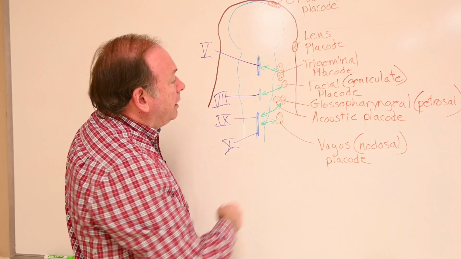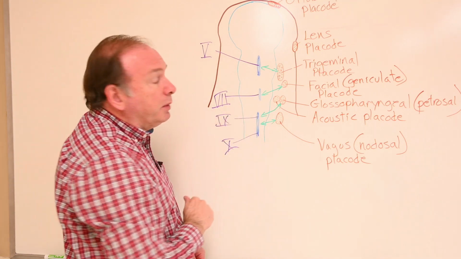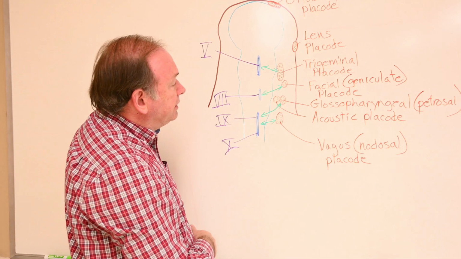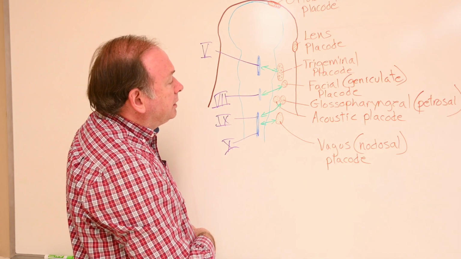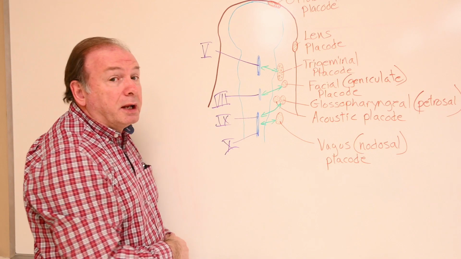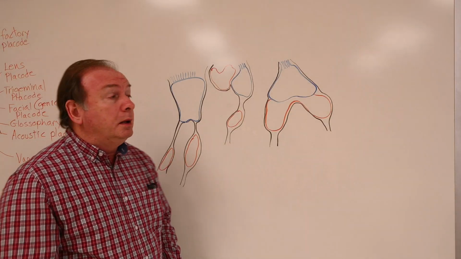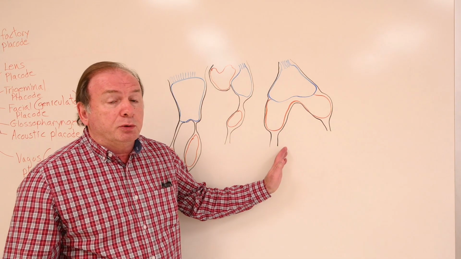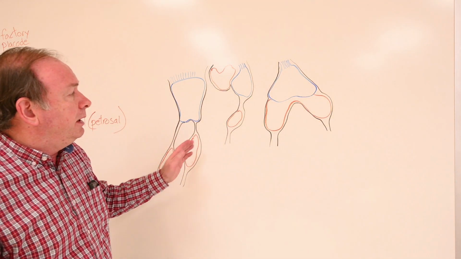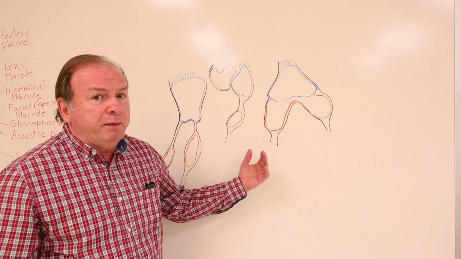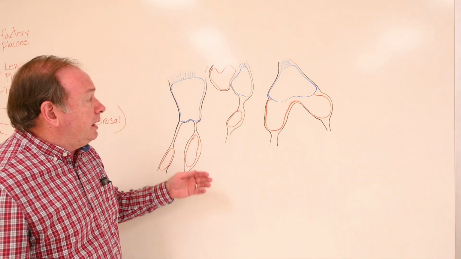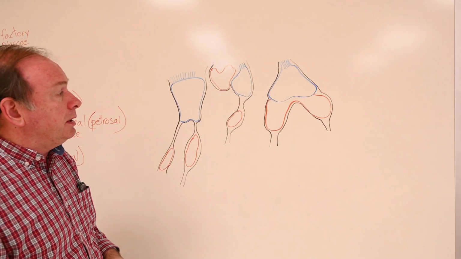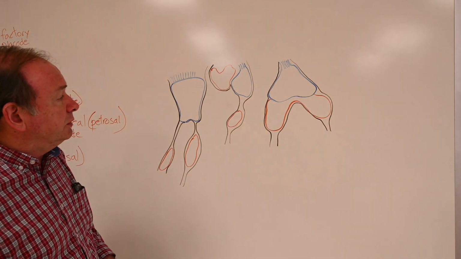The acoustic is the only one that doesn't seem to have much of a contribution from the neural crest. It stays pretty much by itself as a single ganglion, the vestibulocochlear ganglion. This illustration shows, based on actually a chicken embryo's brain development, the positioning of some of these structures on the side of the head. So the floor of the brain would come across about right here. This would be extending from the lateral floor and sides of the brain.